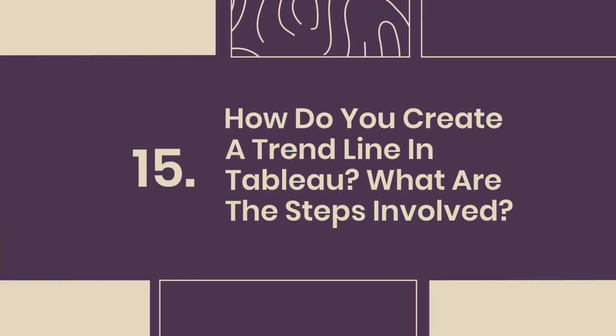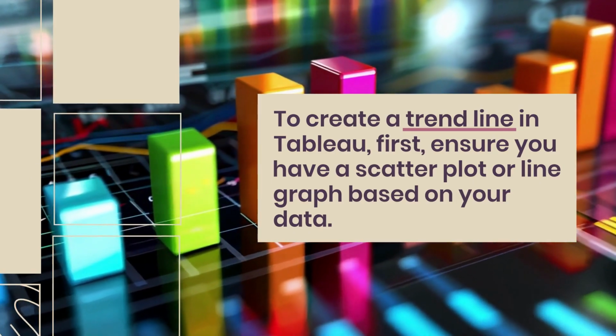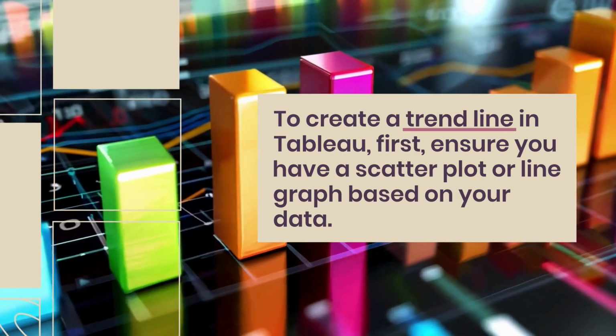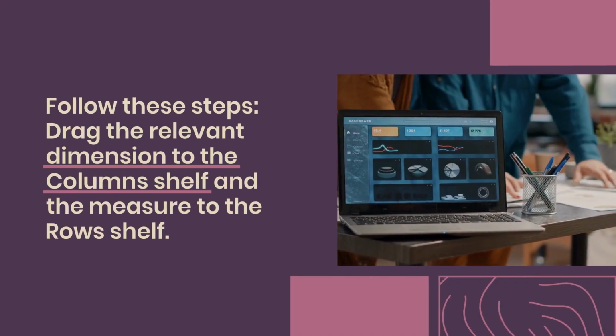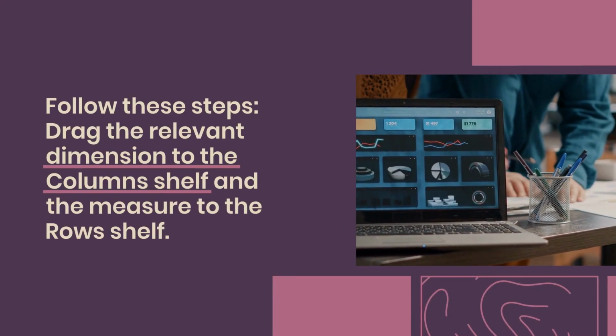15. How do you create a trend line in Tableau? What are the steps involved? To create a trend line in Tableau, first, ensure you have a scatter plot or line graph based on your data. Follow these steps. Drag the relevant dimension to the columns shelf and the measure to the rows shelf.